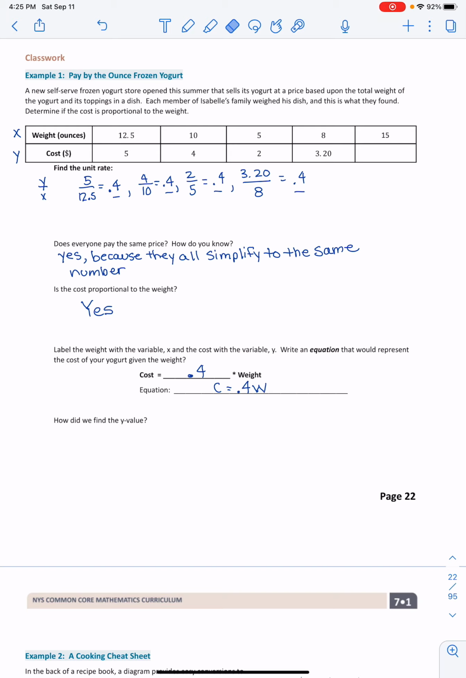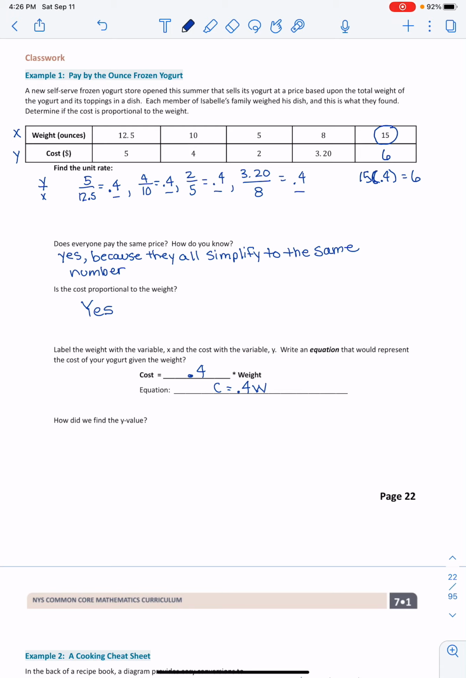Okay, so now the rest, we also have to finish this table. So we need to find our answer when X is 15. The way that we can do that here is if I take 15 and multiply times 0.4, our answer then would be 6. So our answer here is 6. So now I can answer this question.